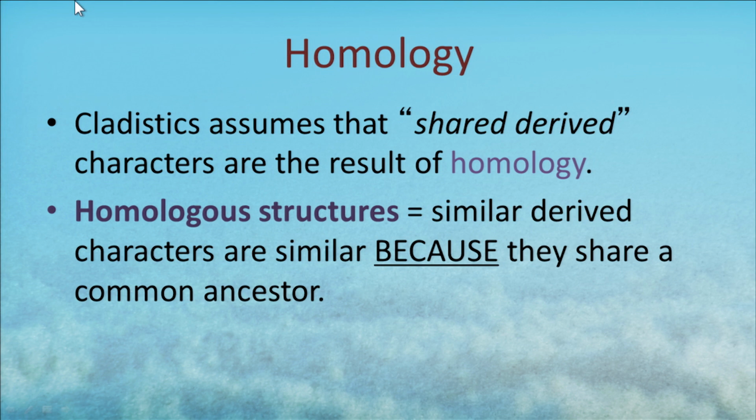And so we say that such shared derived characters are homologous, which means that they arose from the same ancestor, descended from the same ancestor. So homologous structures actually means they are similar because they share a common ancestor. The alternative hypothesis would be that a walrus developed a thick blubber layer and an elephant seal developed a thick blubber layer, but completely independently of each other, not because they share a similar ancestor that had previously developed a thick blubber layer that then they evolved from.